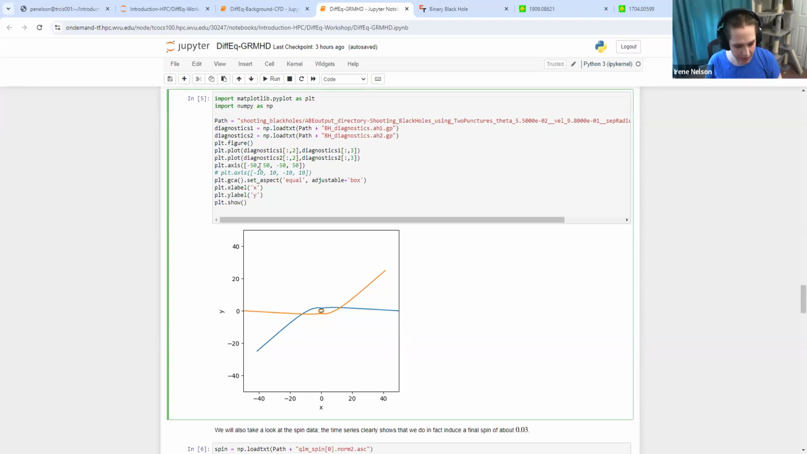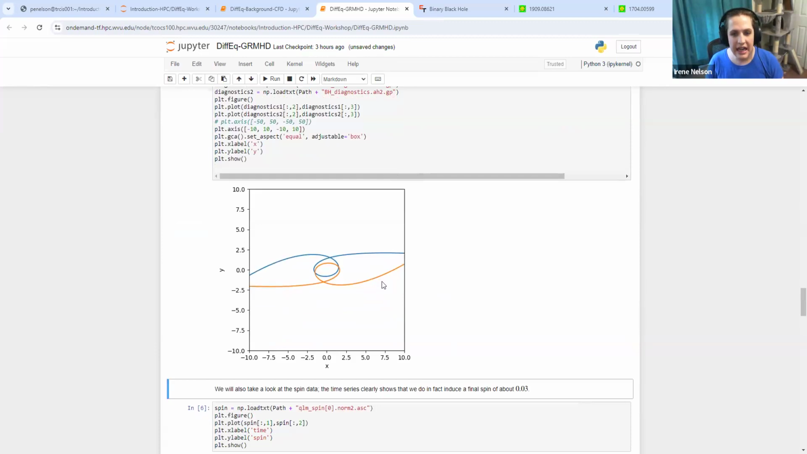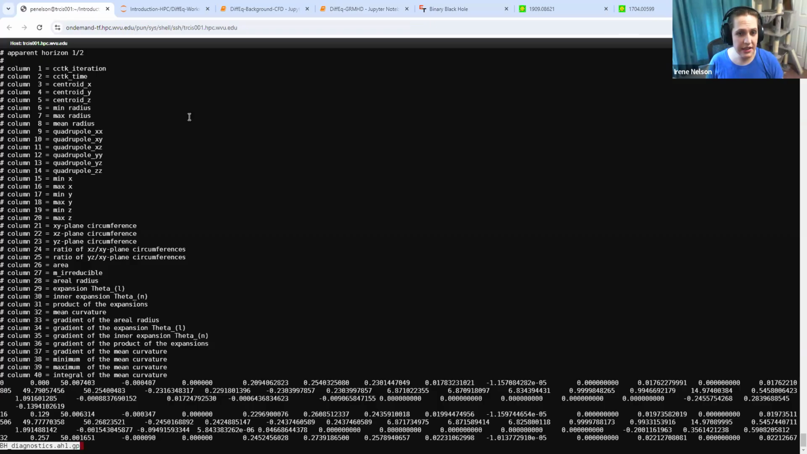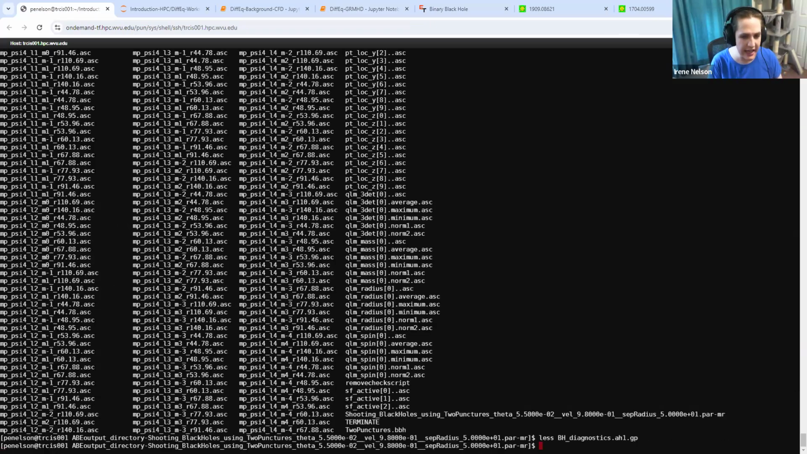And then we can change the axes on this plot real quick to get a closer view, and we can see, so like one black hole is going to come in like this, and we can see that they sort of do this little whirl around each other before they escape. And then we can also take a look at our spin data.